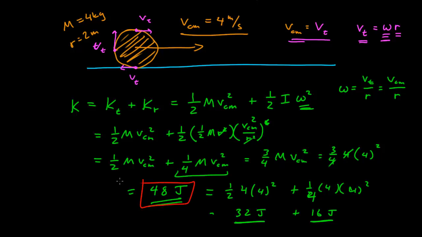So when we have rolling objects and we need to know the kinetic energy, we have to take into account both the translational kinetic energy of the object as well as the rotational energy.